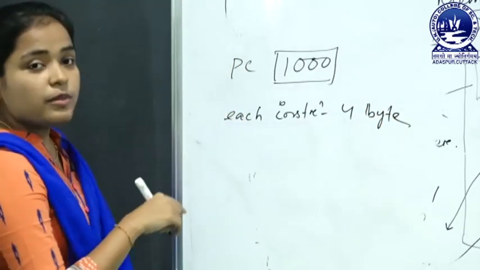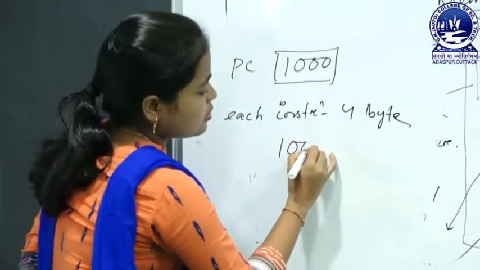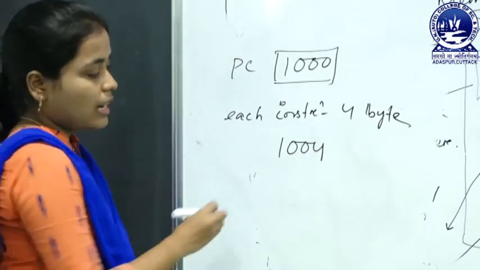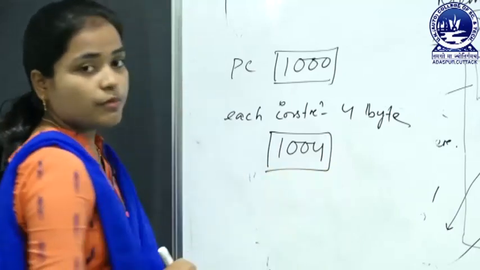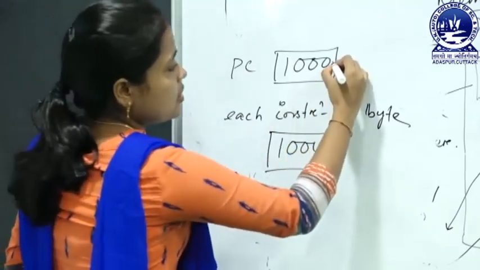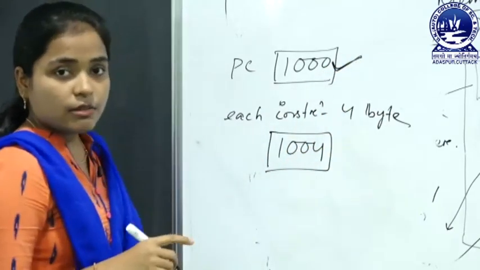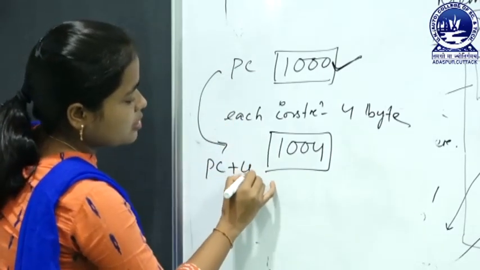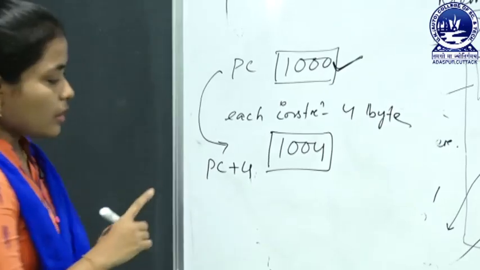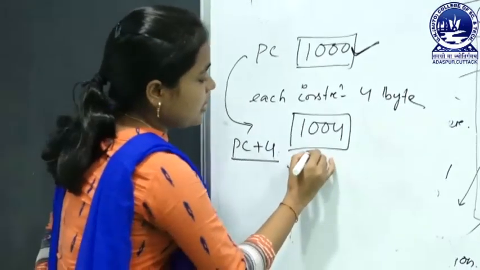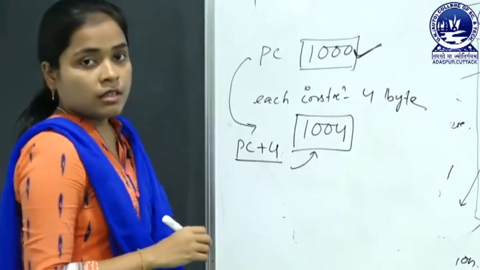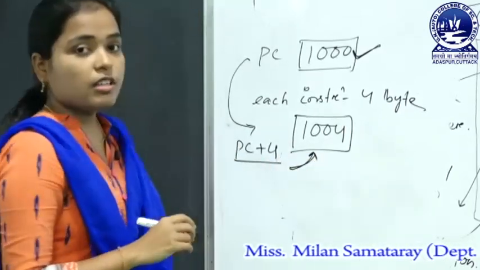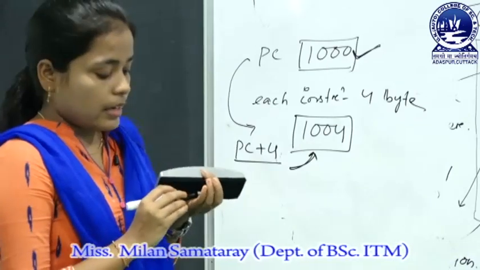Okay. Then what will be the next instruction? The next instruction will be in the 1004th location, or the memory location will be 1004. So, when this instruction is executed, the PC is automatically incremented with PC plus 4. That is, the PC will contain this memory location, and the PC will point to this memory location 1004, and so on.